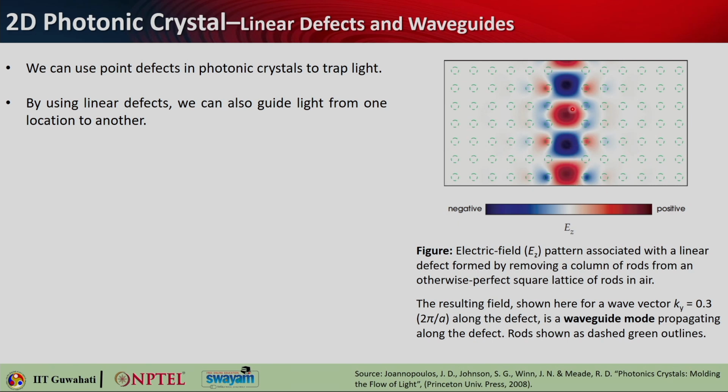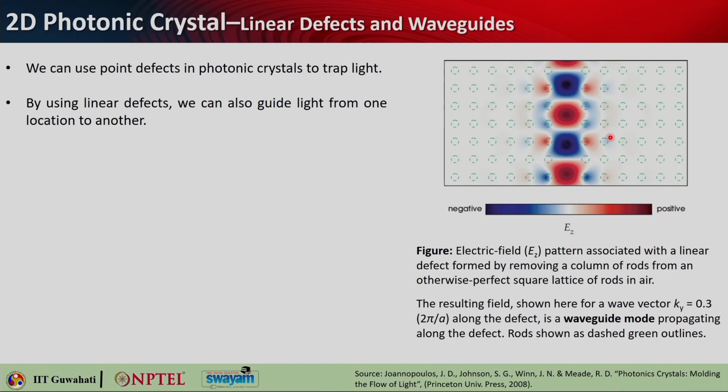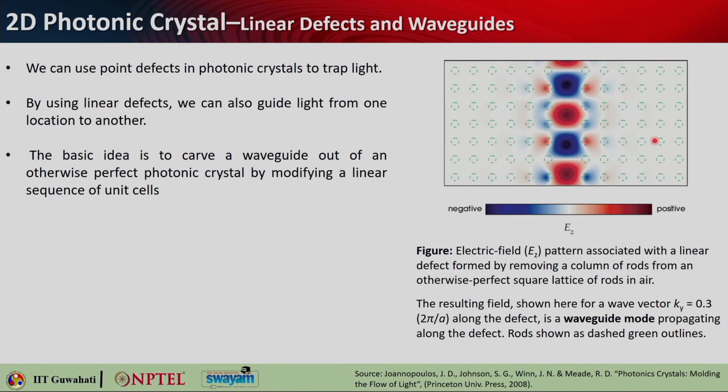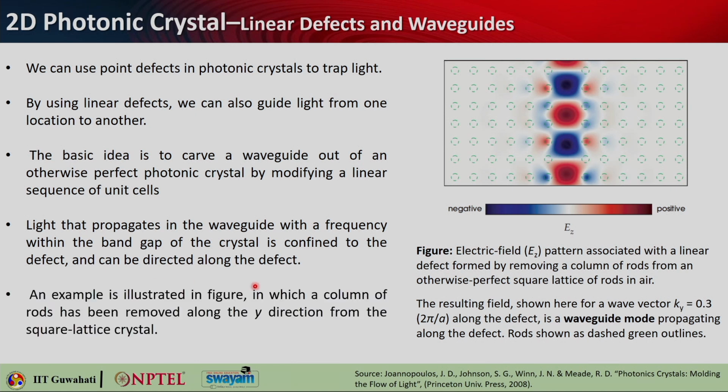So, whatever shape you make for your waveguide by introducing the line defect, here it is like a line, you can make it any curved shape, and light will actually follow that particular shape because it has no option. It cannot leak out into the photonic crystal because the frequency of that mode lies within the band gap of that crystal. Okay. So, the basic idea is to carve a waveguide out of an otherwise perfect photonic crystal by modifying a linear sequence of unit cells, as I have just discussed. So, light that propagates in the waveguide with a frequency within the band gap of the crystal is confined to the defect and can be directed along the defect. So, you can actually make any kind of waveguide bends using this concept. Okay.